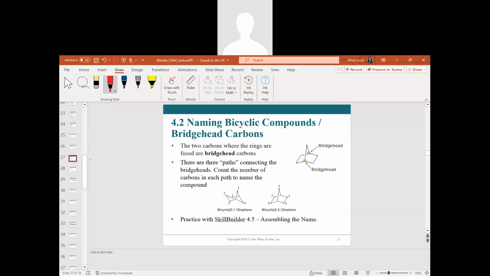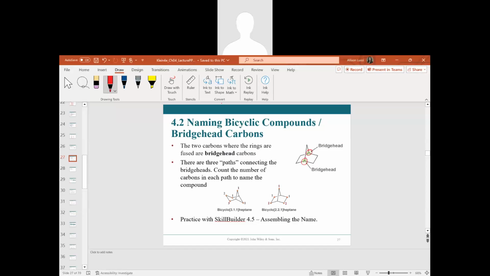So where the 2 carbons, or the 2 rings connect, those carbons are called the bridgeheads. Right? So our 2 rings fuse together, those carbons are called the bridgeheads. So we have to talk about the different paths, the different bridges, right, that we want to take in this compound. So when we name this, we count the total number of carbons in our structure in both rings.